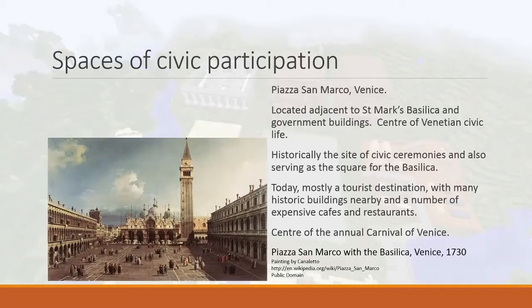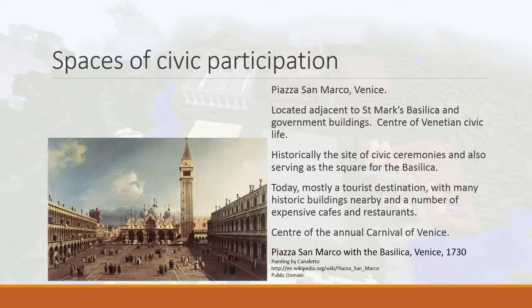This is a picture of it from 1730. Piazza San Marco is located adjacent to St. Mark's Basilica and also the government buildings of Venice. And so this place is the center of Venetian civic life. So the main basilica is there, and the government buildings are also there. Historically, the site of civic ceremonies and also serving as the square for the basilica. Yeah, so it's the church square and also it's the city square.